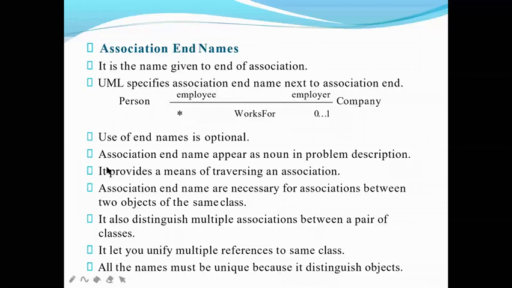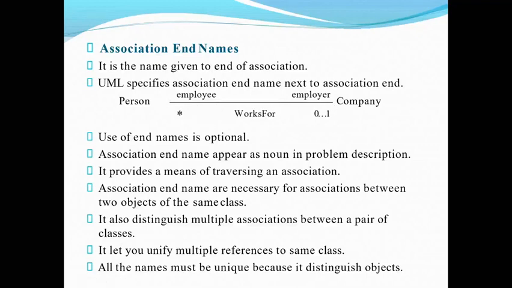Here I have also written that association end names appear as nouns in the problem description. So you are going to write this in a very descriptive way. You have to use the noun versions and describe for what purpose he is working. So the person is an employee for the company, or the company is the employer. So it is works for. Person works for company. This is your relationship. This is your association end, these two. This line is your association link.